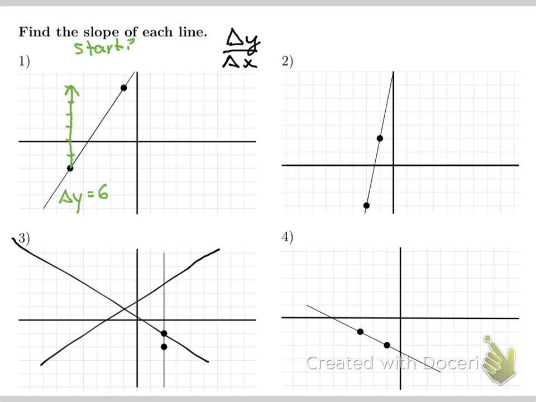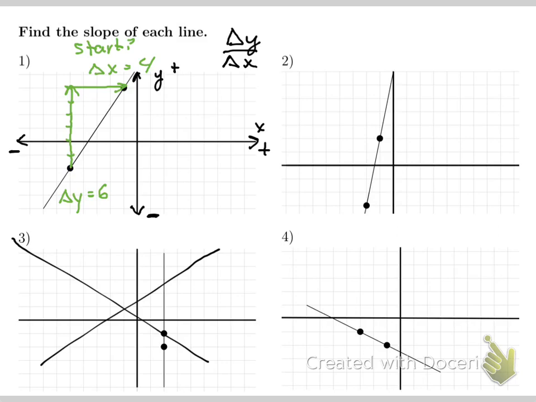Let's see if we can find our change in x. So to find our change in x, this time we go over 4 units to the right. Remember that when we move to the right on our x-axis, that is a positive direction. And we move to the left, that would be a negative direction. Likewise, on our y-axis, if I move up, that indicates a positive direction. And when we move down on our y-axis, that's a negative direction.